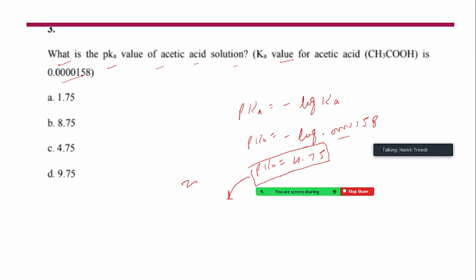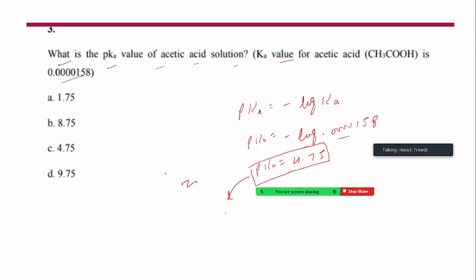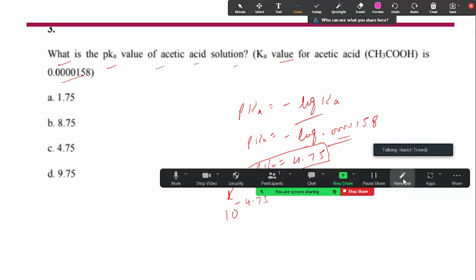Here the pKa value means the concentration will be 10 raised to power minus 4.75. Like that you can find it. You need to study a little bit about the logarithm, how the logarithm is taken out, so you can understand this point very clearly.